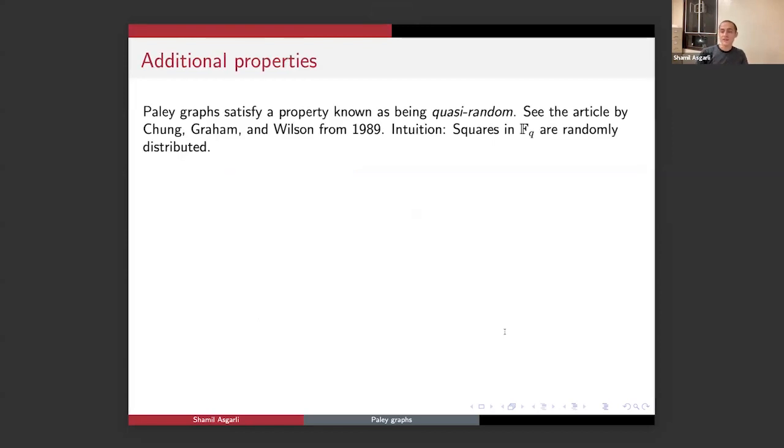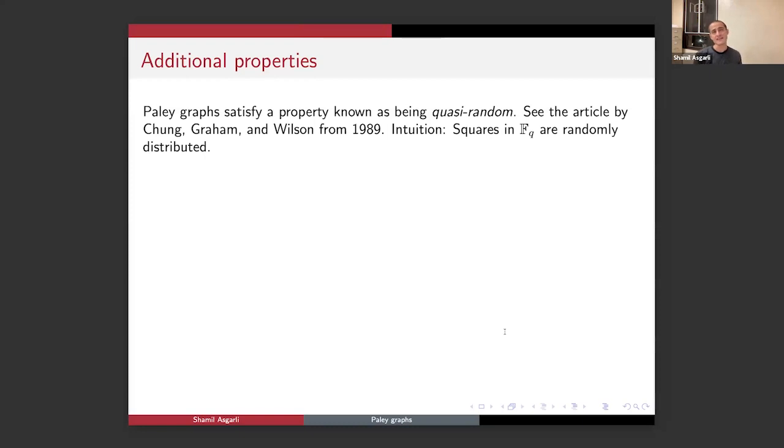Now I want to tell you a little bit about other properties of Paley graphs. Paley graphs satisfy a property known as quasi-randomness. Random graphs are another giant subfield of graph theory. Quasi-random graphs are graphs that are not constructed randomly, so they have a deterministic algorithm, but they behave in some ways like a random graph. There are multiple ways of making that precise, and you can see the article I will cite at the end of the slide by Chung, Graham, and Wilson from their 1989 Combinatorica paper.